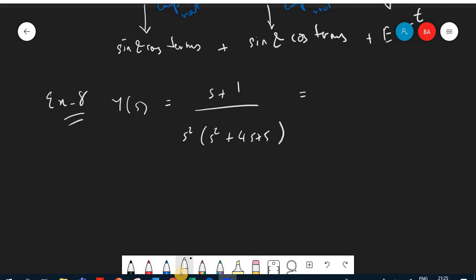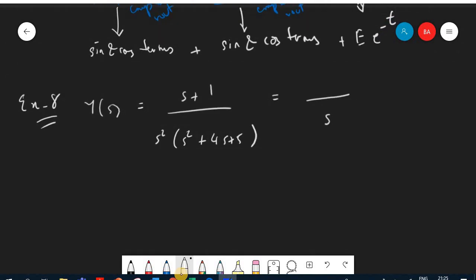If I'm going to decompose this, it will be something over s, plus something over s squared, so this is repeated. And this s squared plus 4s plus 5, can it be factorized? Let me check that. So let me see, b squared minus 4ac. So b squared is 16.